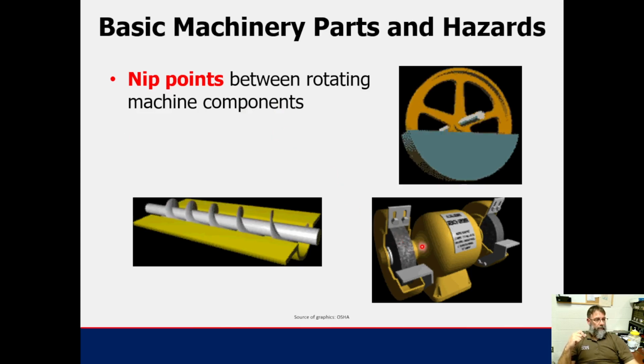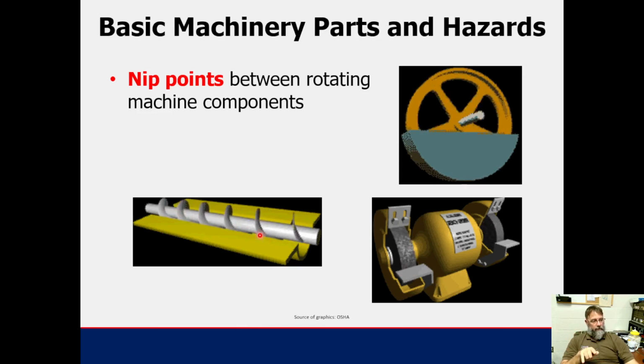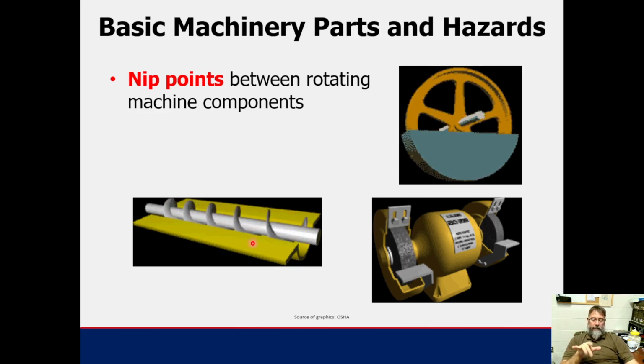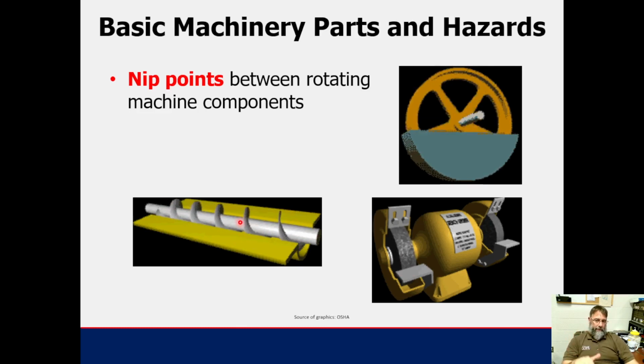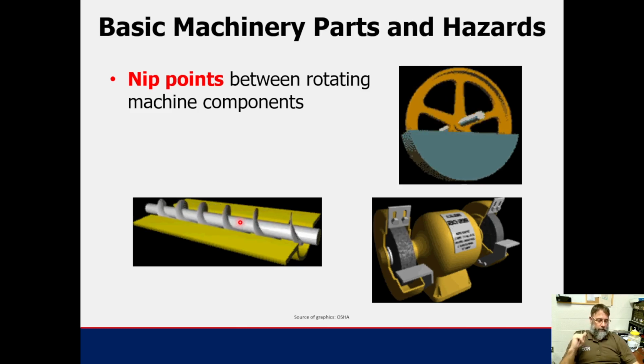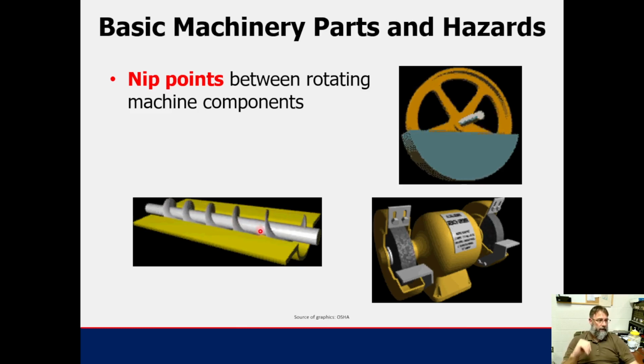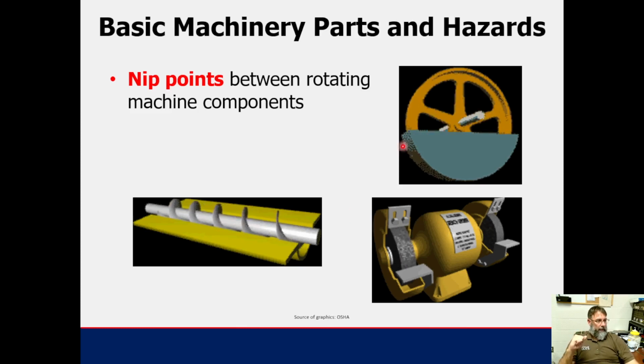Another example of nip points. We have these pedestal grinders in the shop, so that area right there can be a nip point. On my CNC machines, I have chip conveyors that are like this. This is down at the bottom of the machine, though. There should never be any reason why your hand is down there. Flywheel spinning like that, nip point right there. So nip basically means pinch. Go to the next.